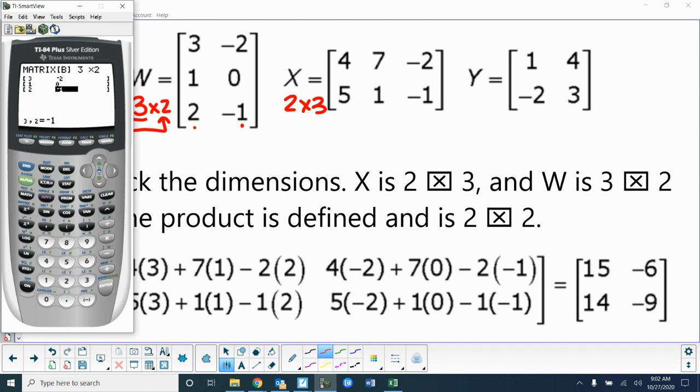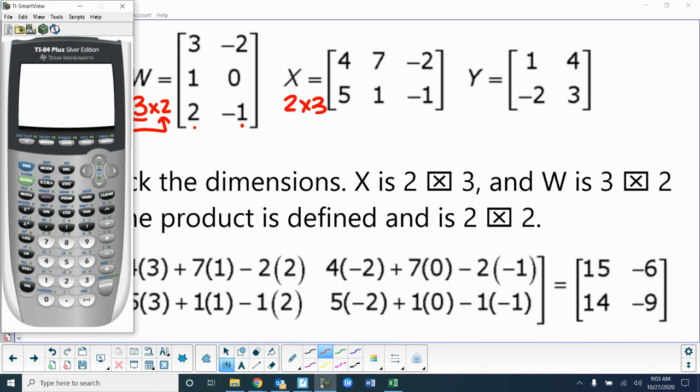Questions? Okay, so what do I gotta do now? Get out. How do I get out? Second mode, which is quit. All right, so I made A the X and B the W, so I want to go A times B, right? We just did X times W, right?